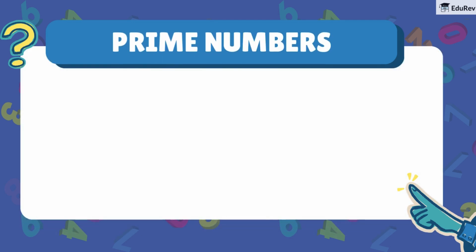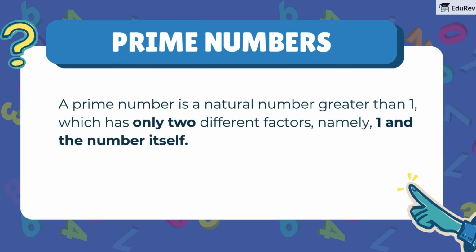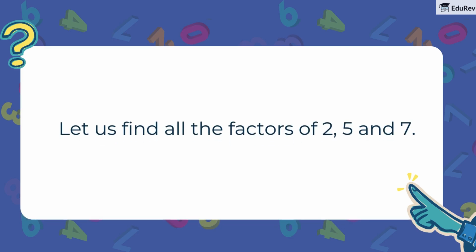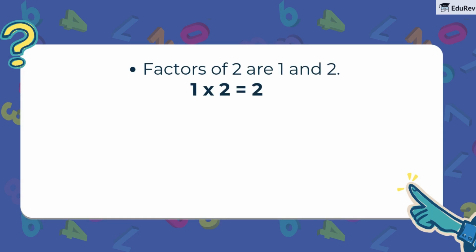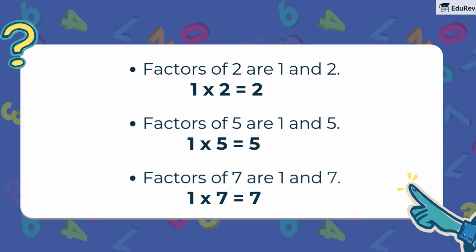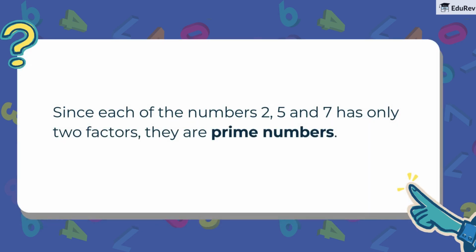Next, we have prime numbers. A prime number is a natural number greater than 1 that has only two different factors, which are 1 and the number itself. For example, let us find all the factors of 2, 5, and 7. Factors of 2 are 1 and 2, factors of 5 are 1 and 5, and factors of 7 are 1 and 7. Since each of these numbers has only two factors, they are prime numbers.